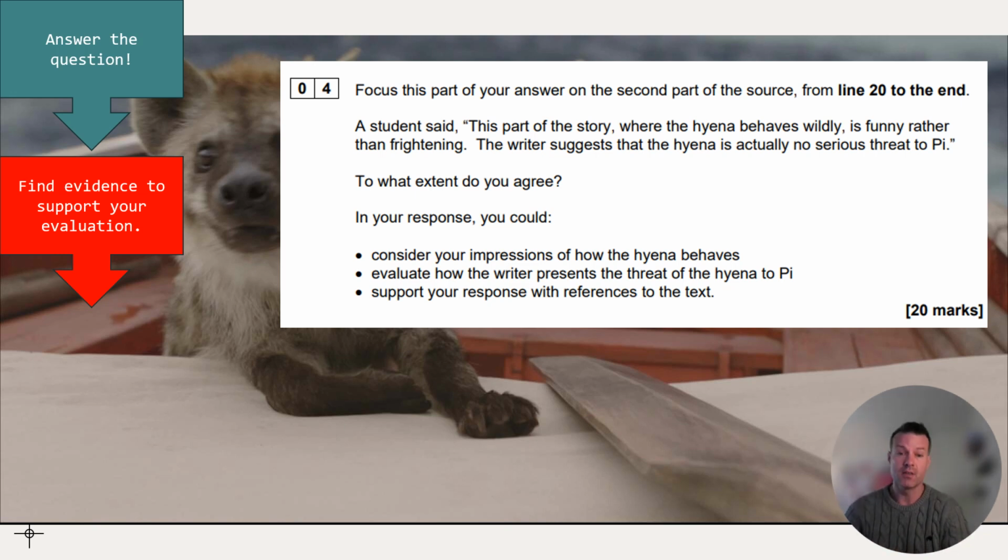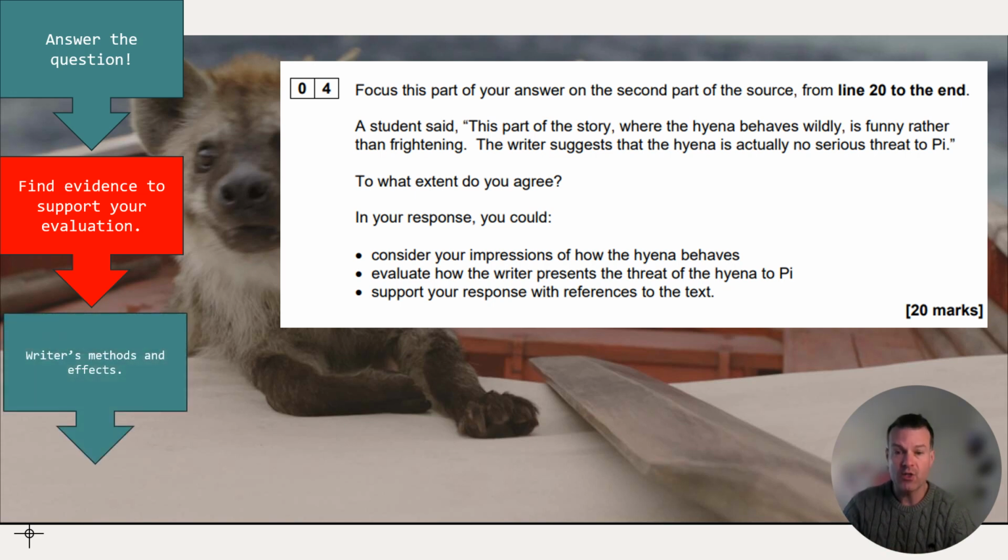Find your evidence to support the evaluation. You need 3, 4 pieces of evidence from the text that you can analyse, that you can unpick, that you can explain the effects for, and say why that supports your evaluation. But remember, in this question, you also have to talk about the writer's methods. So you talk about terminology and you talk about the effect of that terminology.